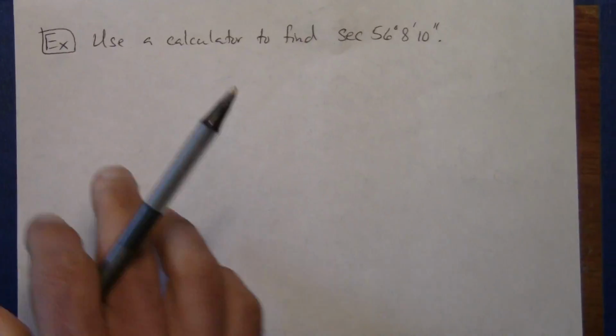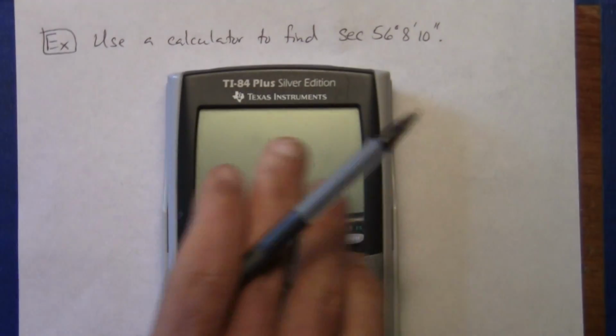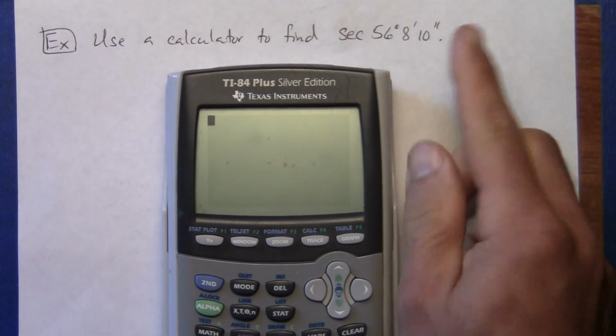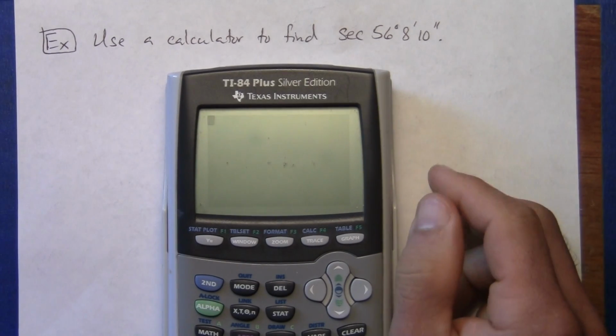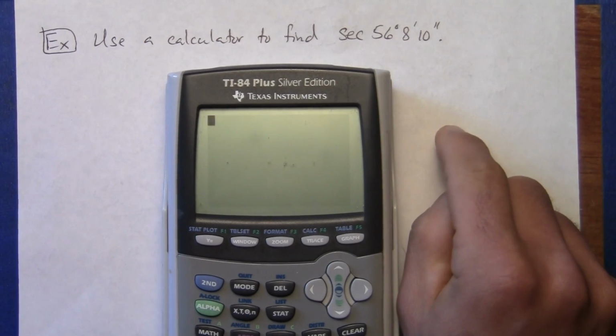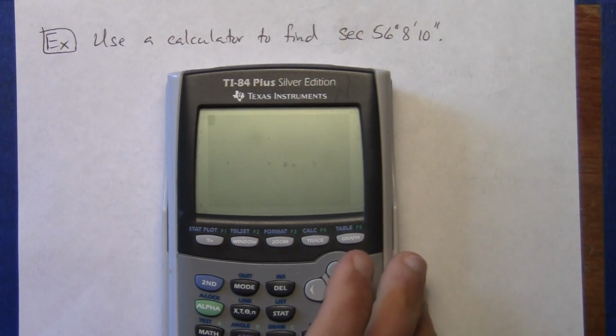The last one, like I said, is just a calculator problem, and it's meant to be quick. Probably could do this already the way it is. I'm trying to find the secant of 56 degrees, 8 minutes, 10 seconds, and just a quick review on how we enter that in. And then I don't have secant on my calculator, so make sure that you're careful.